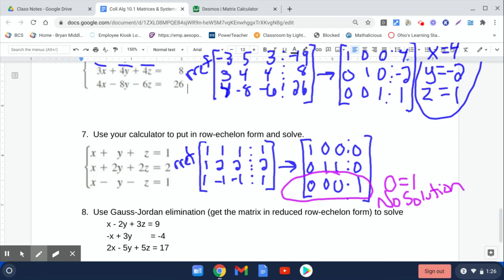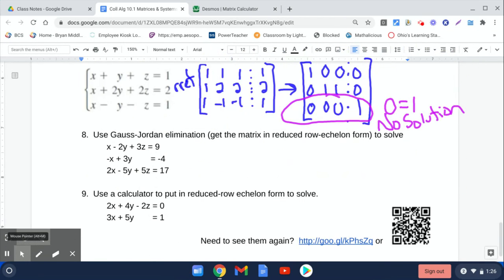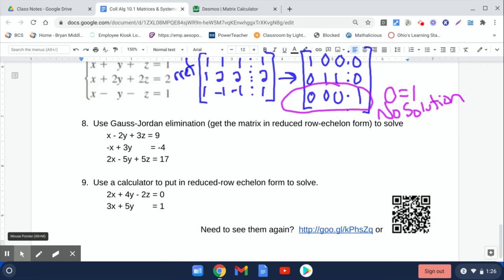All right, so let's check out one more of these using the calculator. One more on this video. Okay, so we're going to do the same thing. Anytime it says Gauss-Jordan elimination, I just want you to go to Desmos and put it in reduced row echelon form. Gauss-Jordan elimination is the method that we would use to do it by hand, which we're not doing.